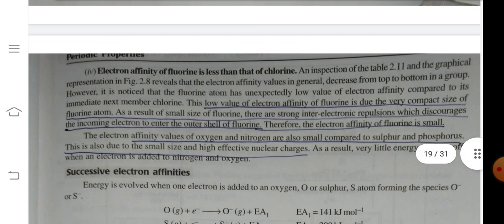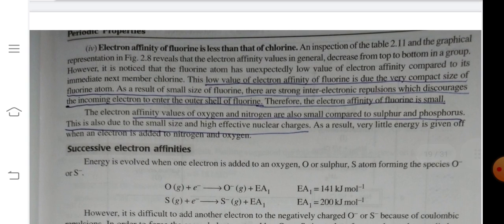As a result of the small size of fluorine, there is the strongest inter-electronic repulsion, which discourages the incoming electron from entering the outer shell of fluorine. Therefore, the electron affinity of fluorine is small. The electron affinity values of oxygen and nitrogen are also small compared to sulfur and phosphorus. This is also due to the small size and high effective nuclear charge. As a result, very little energy is given off when an electron is added to nitrogen and oxygen.